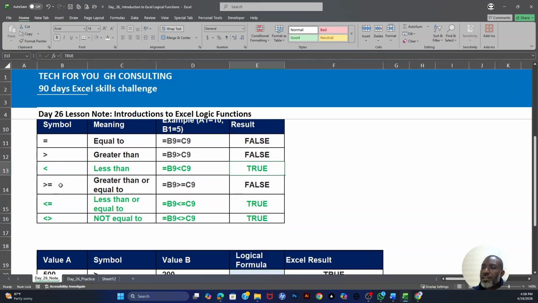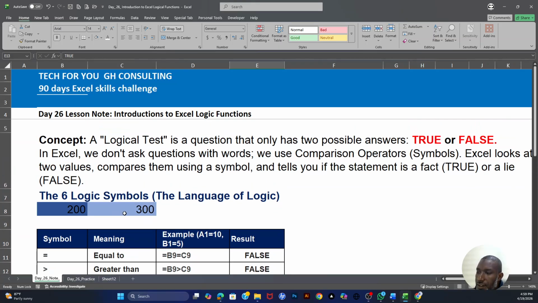Now the fourth one is greater than or equal to. So what it says is, is the value in B9 greater than or equal to the value in C9? And the answer is false, because it's even less than that.